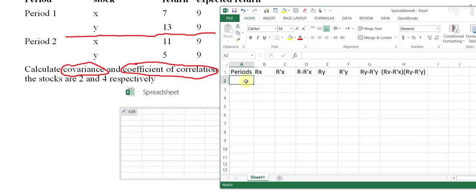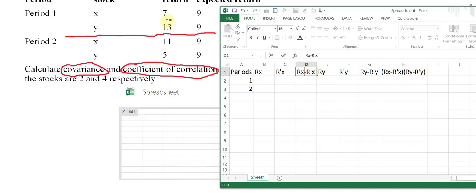1 column for the period. So you can mention first period, and then the next one is of course the second period. After that, you have to take the information from here. You can fill up return of X for period 1, period 2. Expected return of X for period 1, period 2. Everything is given here. Return, and then you have to subtract. Mention X as well. Return of X minus expected return of X. Return of Y, expected return of Y. Return of Y minus expected return, and so on. So in this way you can do it. Information simply can be taken from here.